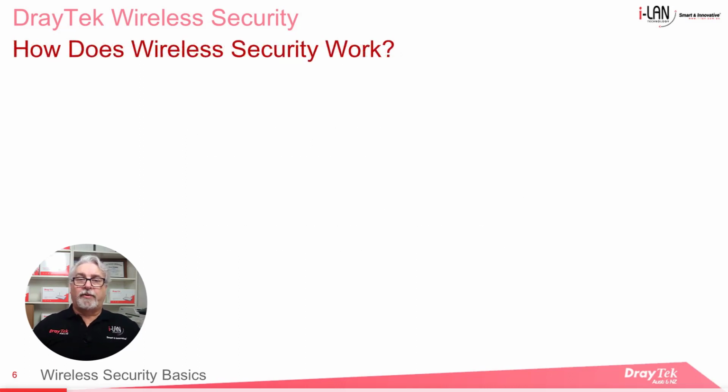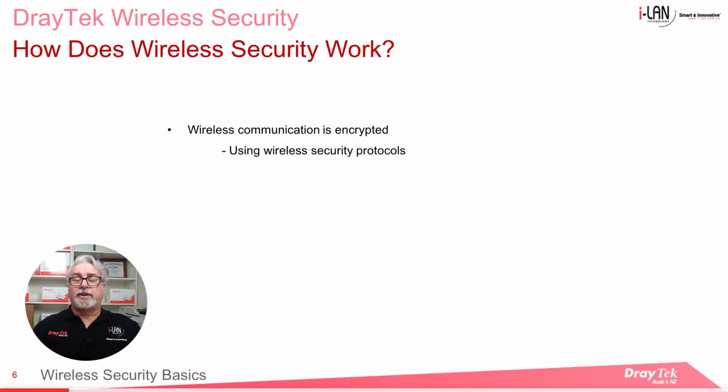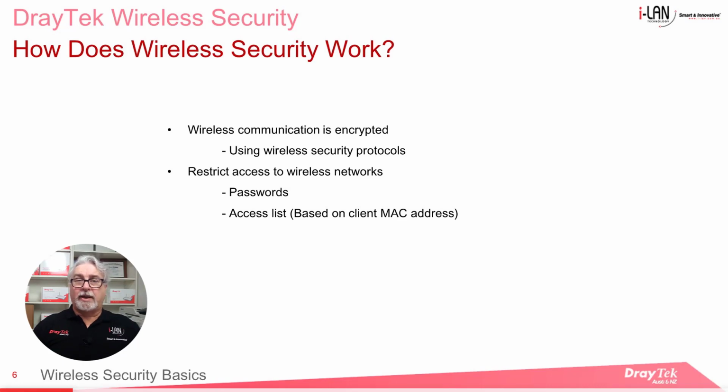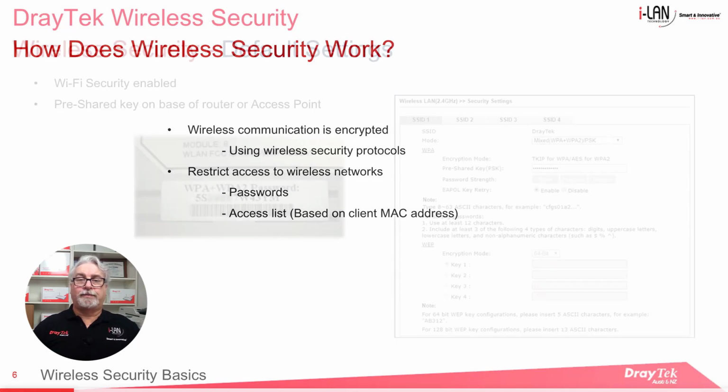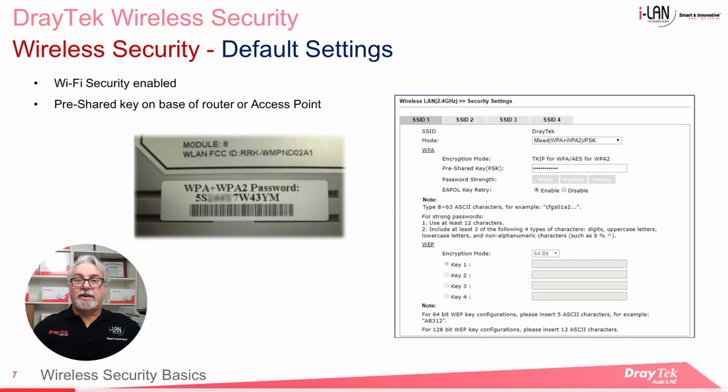Wireless security works by firstly encrypting the wireless communication by using a wireless security protocol, which we'll discuss shortly. Another step you can take is to restrict access to wireless networks by using passwords or an access list based on the MAC address of Wi-Fi clients. DrayTek wireless routers and access points are now shipped with Wi-Fi security enabled. The default WPA and WPA2 password can be found on the label attached to the base of the unit as shown here. This provides extra security for users who may not always get around to configuring the Wi-Fi security on their devices or not quite understand how to set it up.